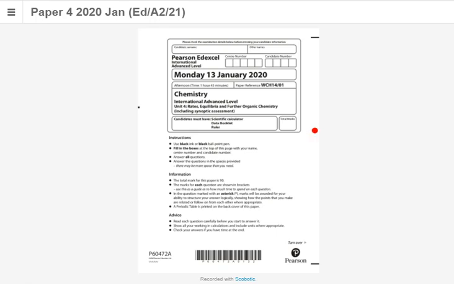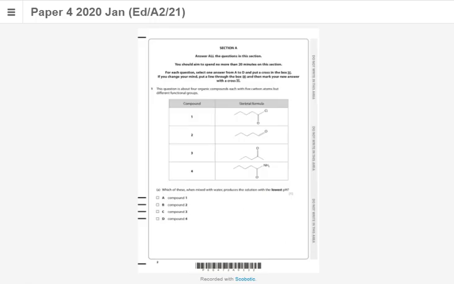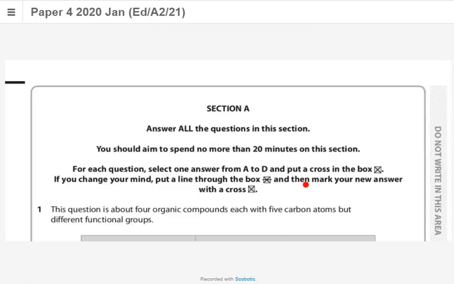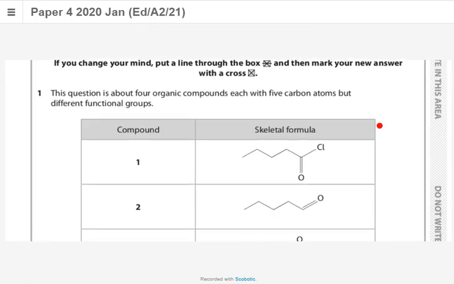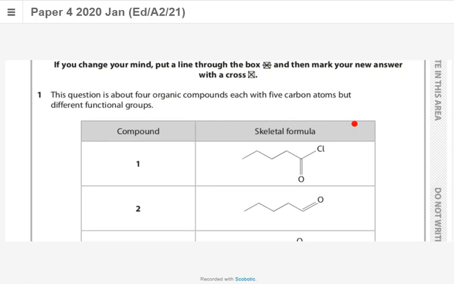Right, so in the previous lesson, we completed the Unit 4 syllabus, and I'll be discussing a few of the latest papers, 2020 January and paper 4 to begin. I hope all of you have got the copy of the paper and answered whatever possible. Let's start the discussion. This question is about 4 organic compounds, each with 5 carbon atoms but different functional groups.